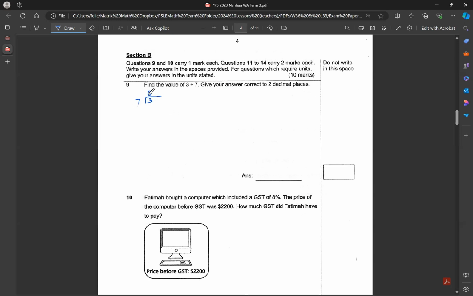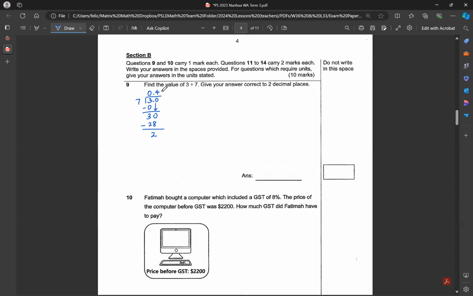Let's do the division. 0. Subtract. Now, because we want decimal places, we want decimals, so you're going to add on a 0.0 behind. Okay, decimal point, bring it up. 4 times 7, 28.